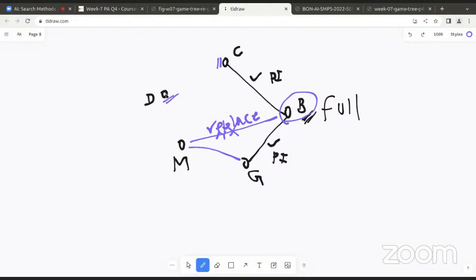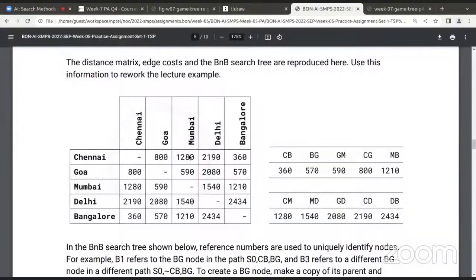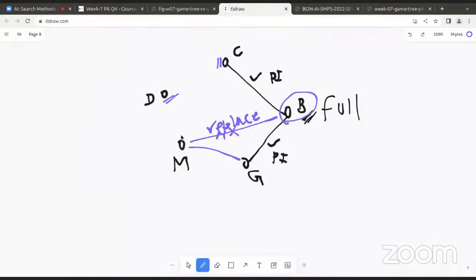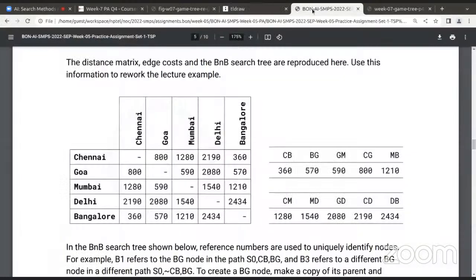So between Chennai and Delhi, which is the shortest? Look at the matrix here. For Mumbai, between Chennai and Delhi, Chennai is the shortest. This is 1280. Chennai is the shortest. From here, this is Chennai. Now this is gone, completely gone. Now in your matrix, in your spreadsheet, this MB, you replace it with MC. Now this becomes MC, and the cost is 1280.